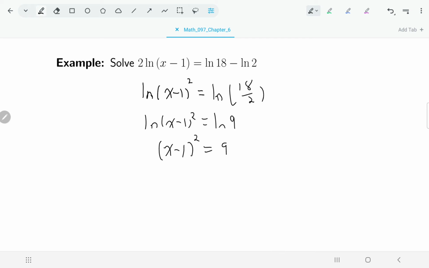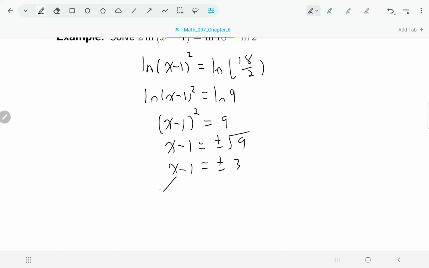And so now I can go ahead and find my answers. If I wanted to solve for x, I could take square root of both sides, and of course it would be plus or minus the square root. So x minus 1 is plus or minus 3. And that's going to give me 2 possible values for x. I'm going to have x being positive 3 plus 1, or in other words, x is 4. And I'm also going to get x is negative 3 plus 1, or x is negative 2.